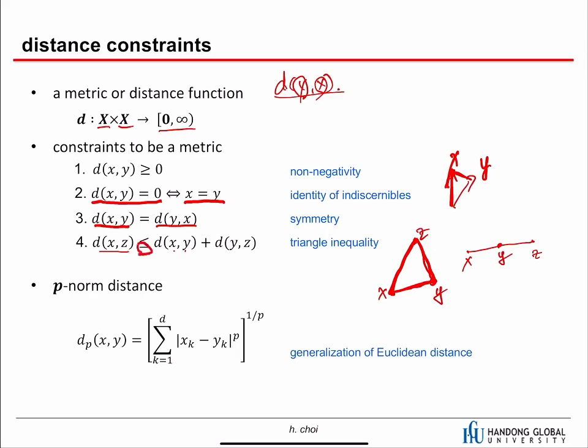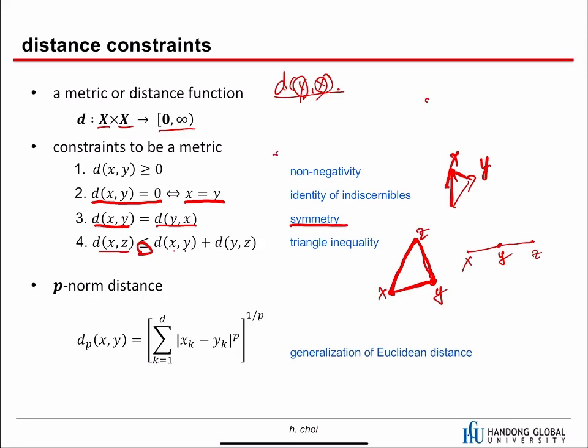Okay, then let's think about some constraints like symmetry. So do you know Google Map? And in Google Map, actually the distance is not an actual distance mathematically. From my apartment to the office, there is a path, okay? And the distance from my apartment to the office is different from my office to my apartment.